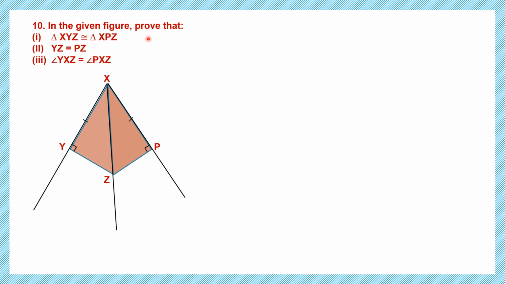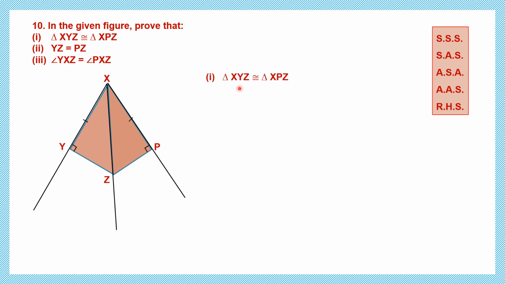Question 10. In the given figure, prove a few things. First one, we have to prove that these two triangles are congruent. So, to prove that two triangles are congruent, we have to use one of these axioms. So, what are the two triangles? XYZ and XPZ. So, that's the first thing. We have to prove that these two triangles are congruent.